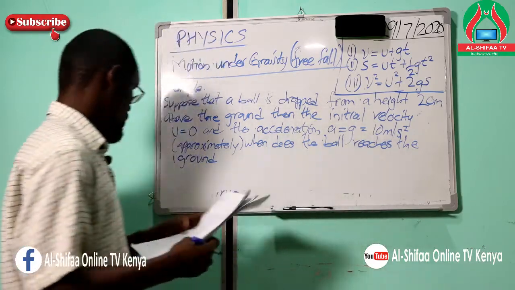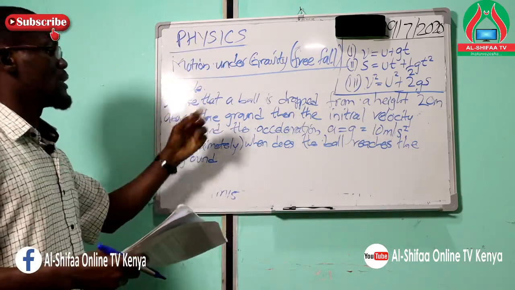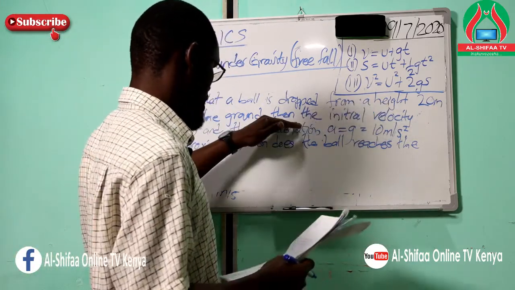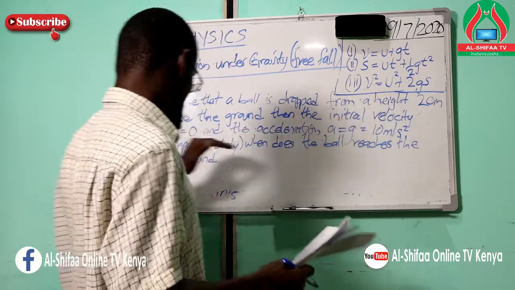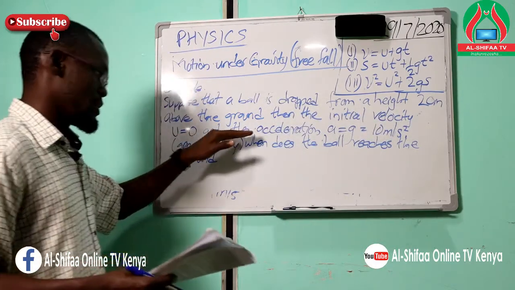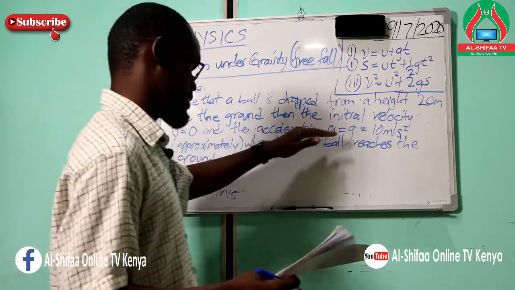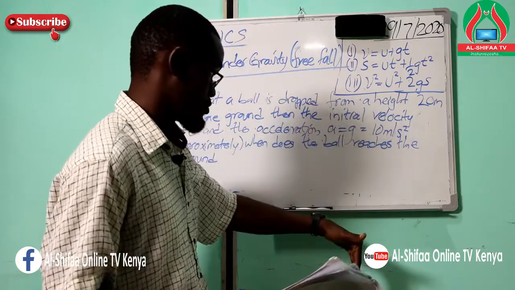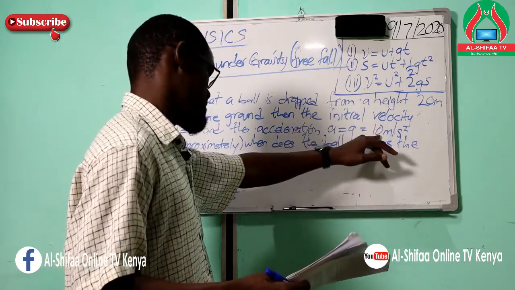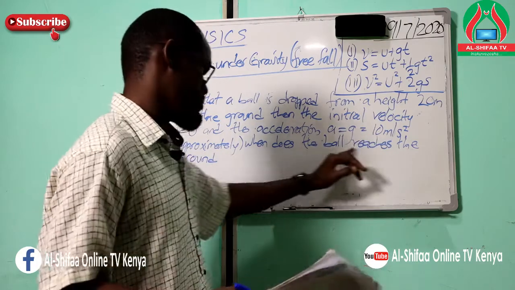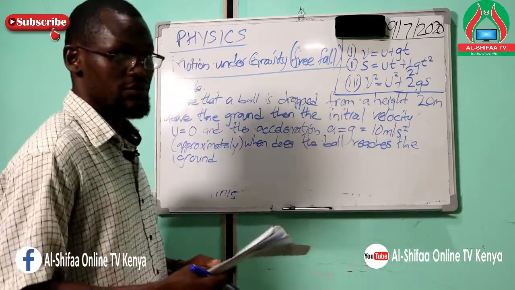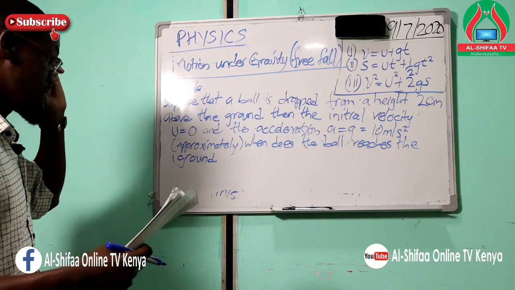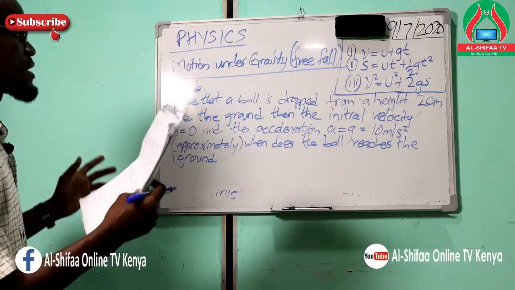Okay. We are asked: suppose that a ball is dropped from a height of 20 meters above the ground, then the initial velocity u is equal to 0, and the acceleration a, which is equal to g, because it's going toward the gravity, is approximately 10 meters per second squared. When does the ball reach the ground? So first we have to do a visualization, or we try to draw a sketch.